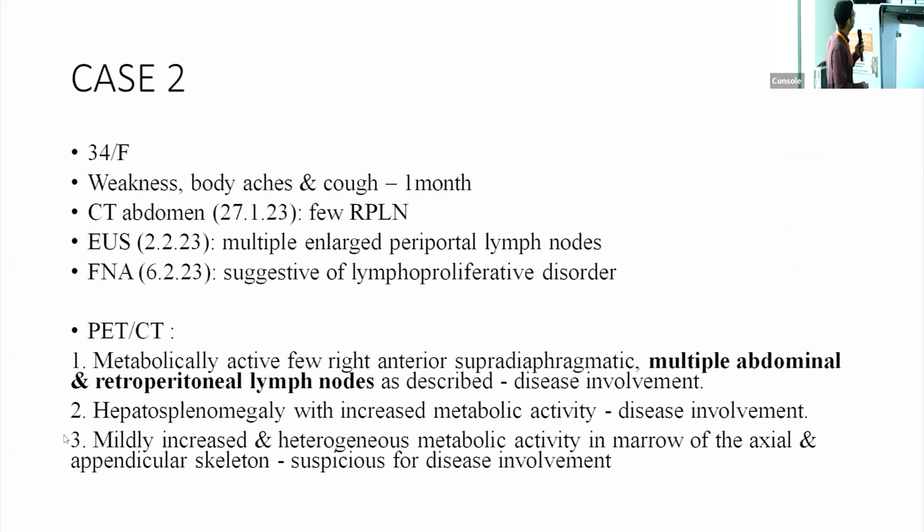Now coming to case 2. Case 2 is a 34-year female presented with weakness, body aches, and cough for 1 month. CT abdomen showed a few retroperitoneal lymph nodes. Endoscopic ultrasound showed multiple enlarged periportal lymph nodes suggestive of lymphoproliferative disease. PET CT was done, and the lymph nodes were metabolically active. So this case was very difficult for me.